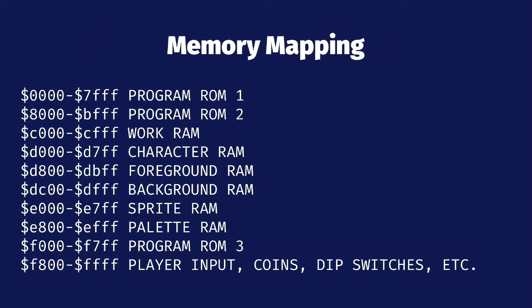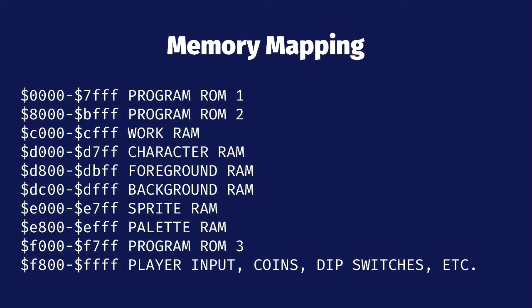So a Z80 CPU has a 16-bit address space, which means it can reference up to 65,000 odd different memory locations. But given our RAM and ROM storage is spread across multiple different devices, how does the CPU reference them from the same address space? The answer is something called memory mapping, where we basically smush all the different devices together into one contiguous address space. Here we can see the first 32 kilobytes of the address space are mapped to program ROM number 1. And then the next 16 kilobytes to program ROM number 2, then the work RAM, character RAM, and so on.